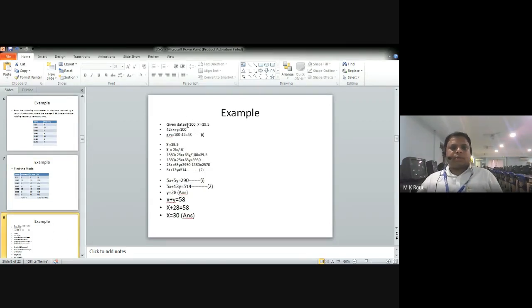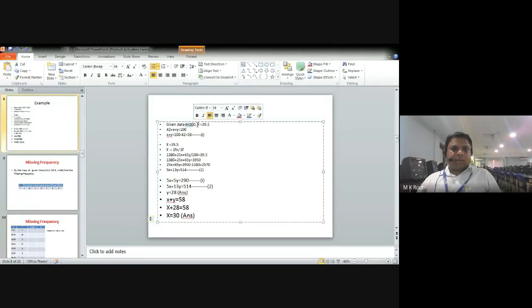First, as per the given data, the number of students is 100 here and mean is given 39.5. To generate the first equation, summation of frequency is equal to 100 here. If you go to the table, we have got the summation of frequency, that is 42 plus x plus y, that equals 100. If you simplify this one, x plus y equals 58. It is equation 1. I just highlighted it in bold color.